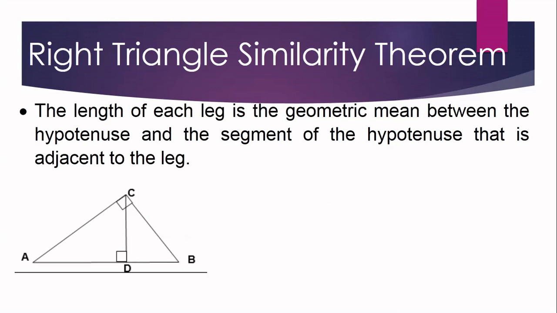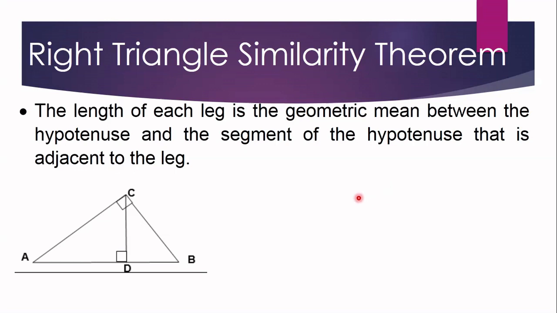Now, aside from the length, we also have this one. The length of each leg is the geometric mean between the hypotenuse and the segment of the hypotenuse that is adjacent to the leg. So dalawang leg yan. We have the AC and we have the BC. Yun daw bawat leg ay geometric mean ulit ng hypotenuse, yung hypotenuse AB natin at yung segment of the hypotenuse that is adjacent to the leg. Yung segment daw na hypotenuse na malapit or katabi ng legs.